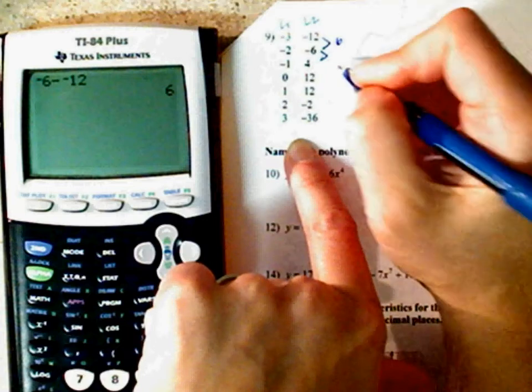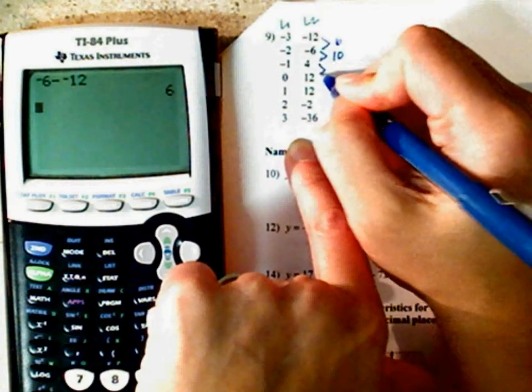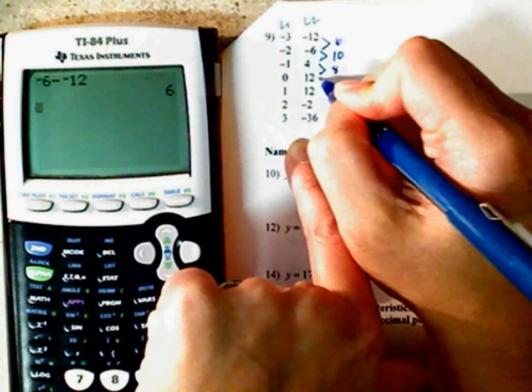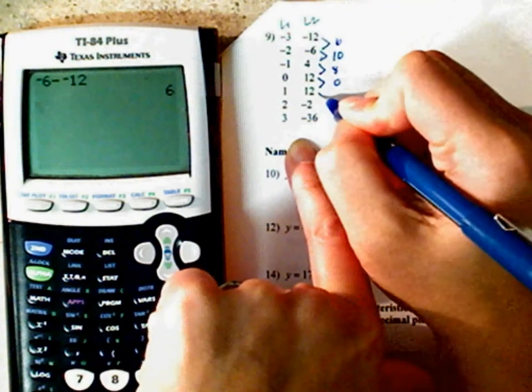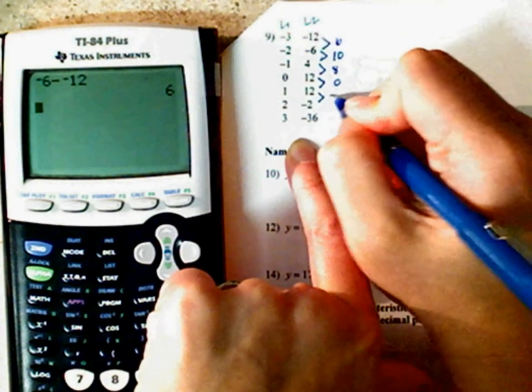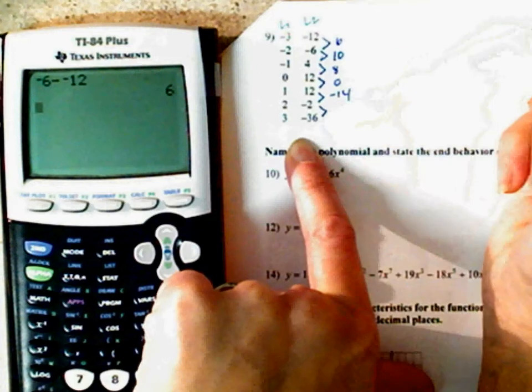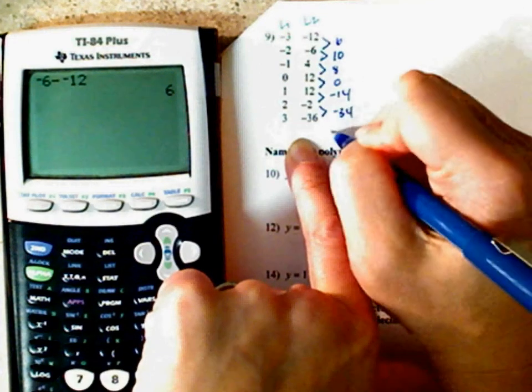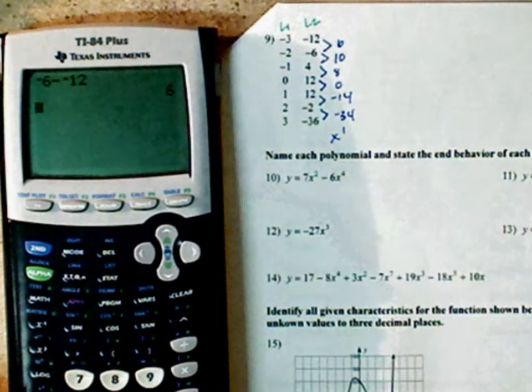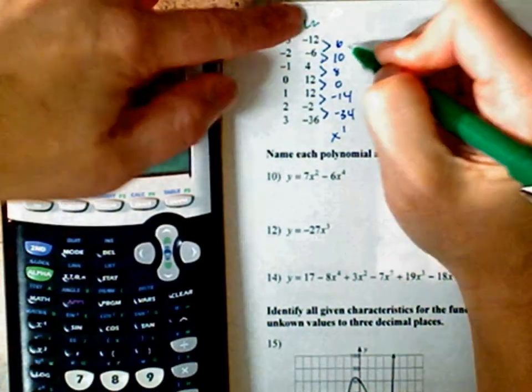4 minus negative 6 is 10. 12 minus 4 is 8. 12 minus 12 is 0. Negative 12 minus 12 is negative 24. Negative 36 plus 2 is negative 34. Definitely not a linear. Okay, continue with your math.